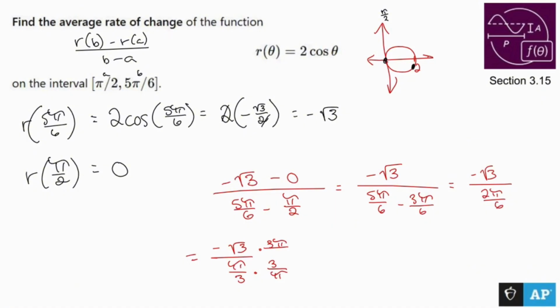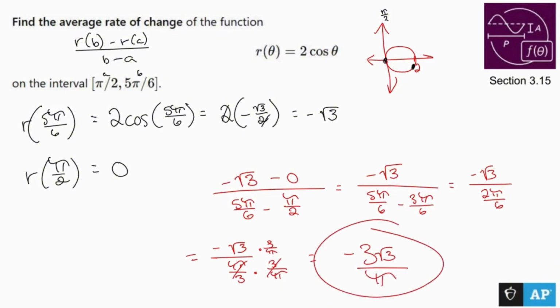Can I move the pi down, or probably won't let me. Let me erase it. 3 over pi. So you completely cross out. And I get negative 3 root 3 over pi. Ugh. Boy, is that gross. That's how it's done.